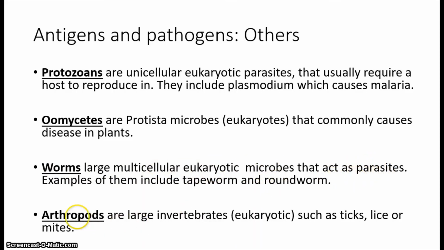And finally, these are our last group of pathogens. These are arthropods, so these are large invertebrates. Again, these are obviously eukaryotic if they're invertebrates, such as ticks or lice or even mites.